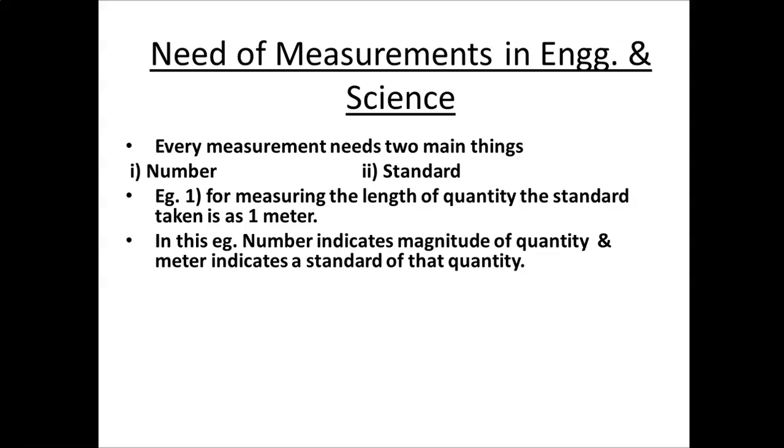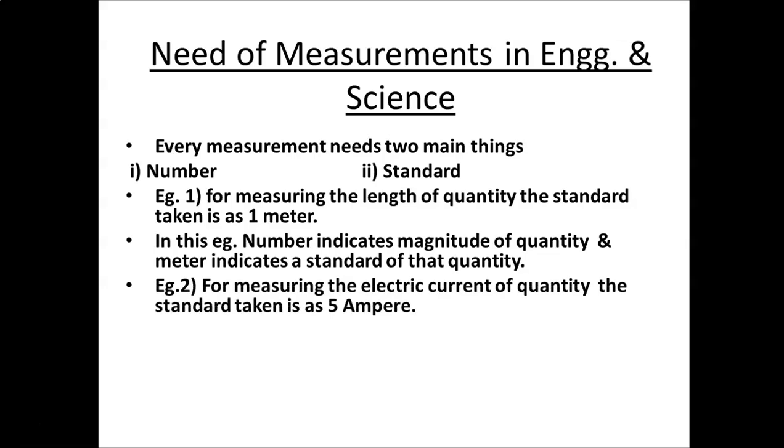In this example, the number indicates the magnitude of that quantity and meter indicates the standard of that quantity. So 1 is just the number, and meter is the standard or the unit.